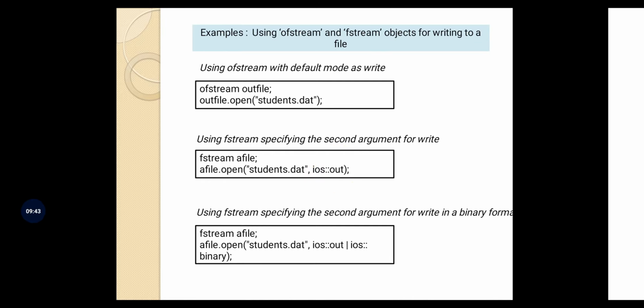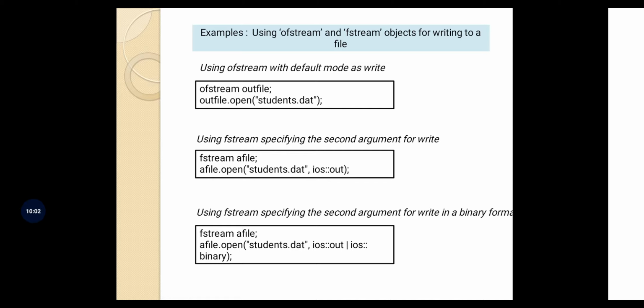But here ios::out is basically for opening a file in the write mode. So ofstream and fstream, any of those objects can be used for opening a file for writing onto a file.